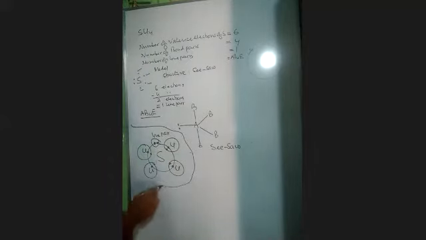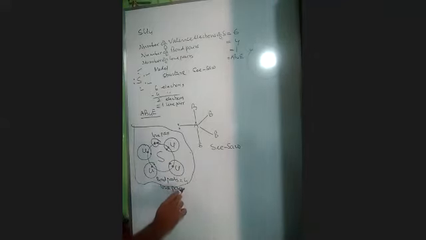So if you have doubt, on one side you can write it. So you can write here: bond pair 4, lone pair 1.